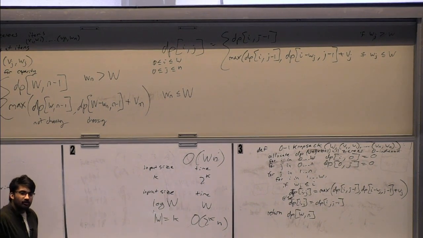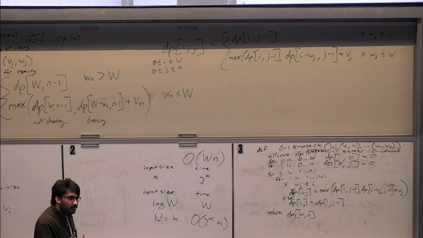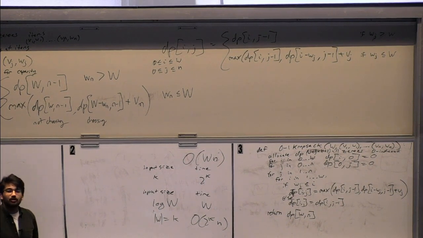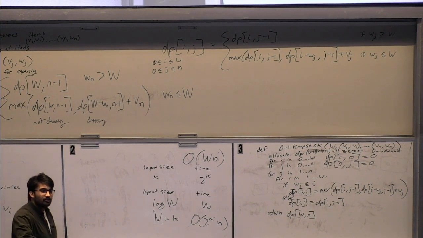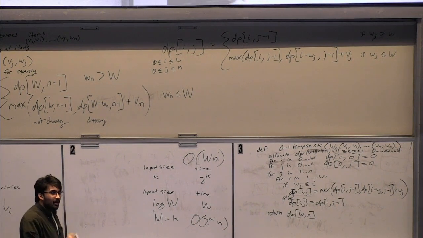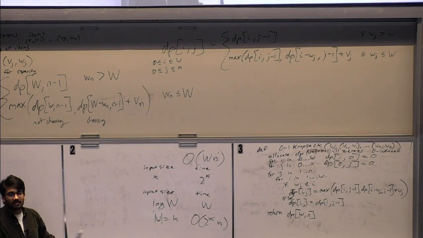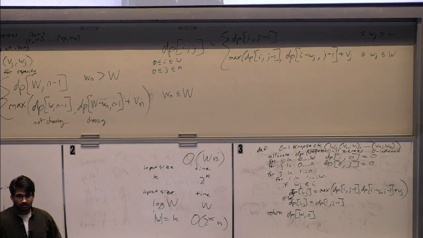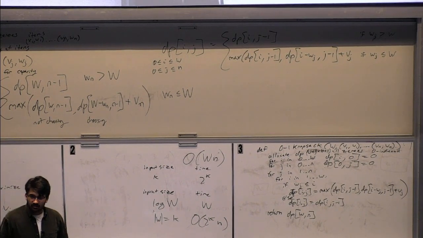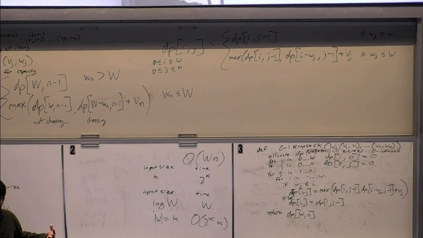You have to measure the algorithm not necessarily in terms of the numbers, but in terms of the size of the input. So whether something is polynomial or exponential depends upon the input size. And because log W is so much smaller, the time is exponential. So this is a better than brute force solution, but it's still exponential time, right? That's one of the gotchas of this algorithm.